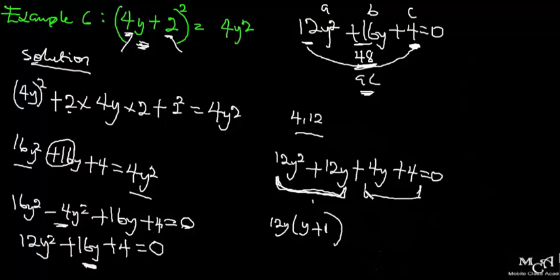What is a common factor here? What do they have in common? From here, plus 4 is a common factor. If I take out 4 from here, I'm left with y.